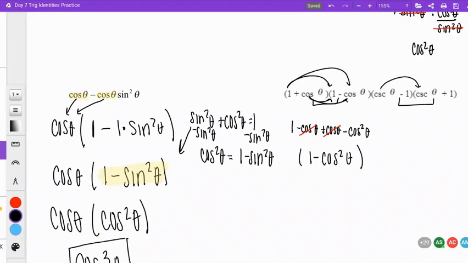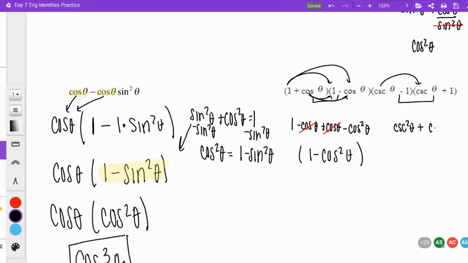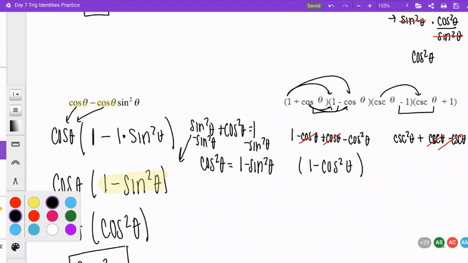Okay, beautiful. Now let's do the same thing with the other two functions, right? So cosecant of theta times cosecant of theta is cosecant squared of theta plus cosecant of theta. So cosecant times 1 is just cosecant, minus cosecant, minus the number 1. So then if we go ahead and cancel out like terms, we see that cosecant and negative cosecant cancel out. And in parentheses, we're left with the cosecant squared of theta minus 1.